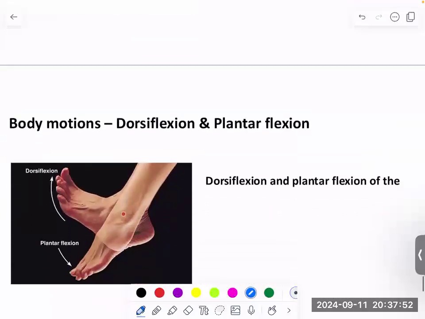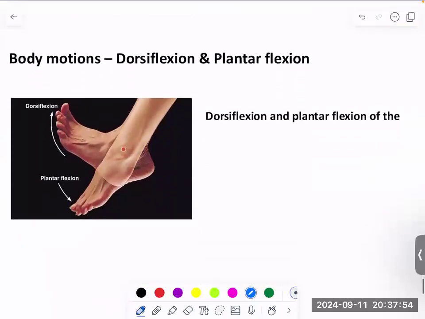No, no, just the forearm. It's of the forearm. This one sucks. Both are flexion.